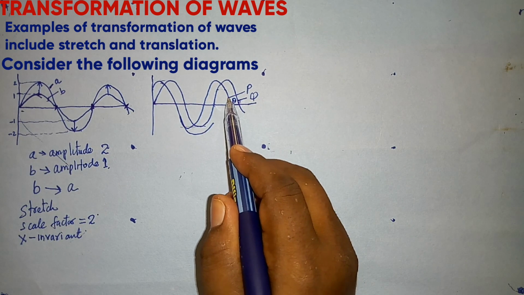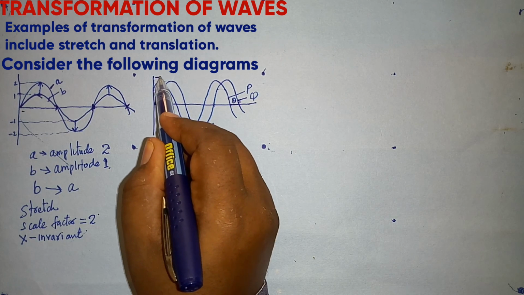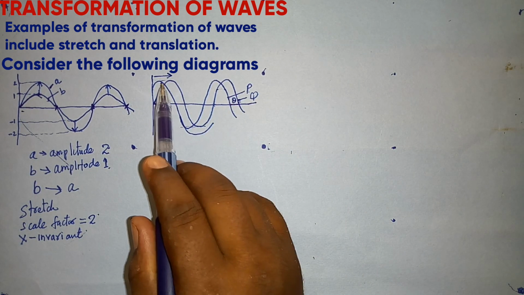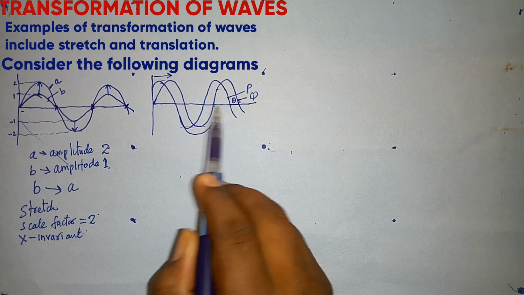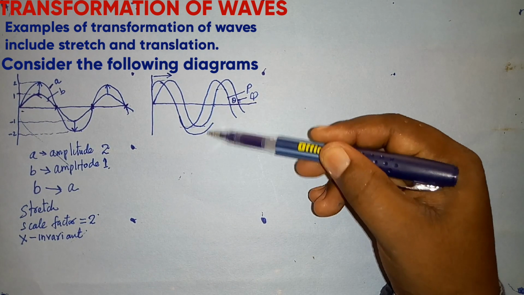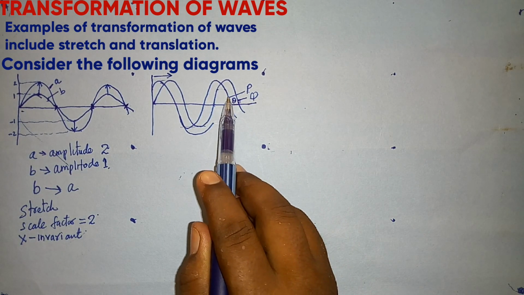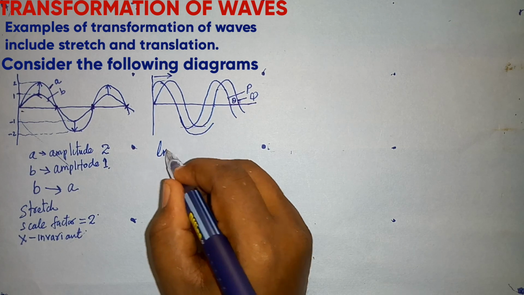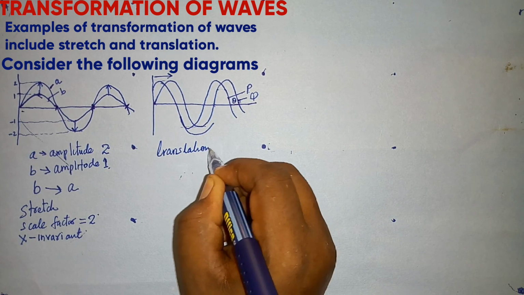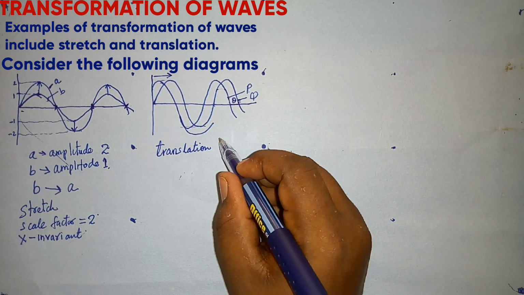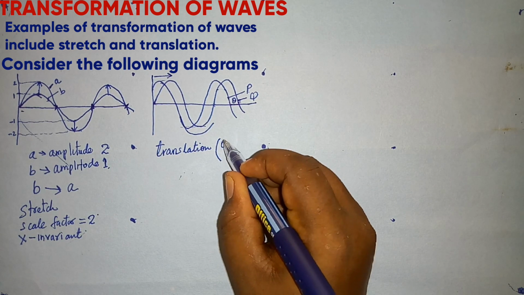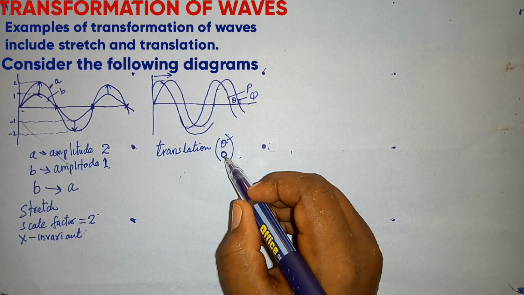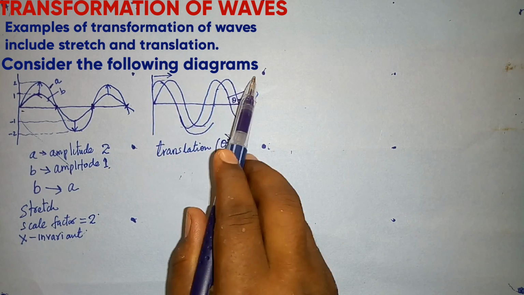To fit wave P onto Q, we have to translate wave P. That means wave P has to be moved parallel to the x-axis, and not parallel to the y-axis. So when you translate P onto Q, we say it undergoes a transformation of translation. It undergoes a translation vector (theta, 0), where theta is the angle difference between the two waves, and the 0 means the y-axis value is constant.